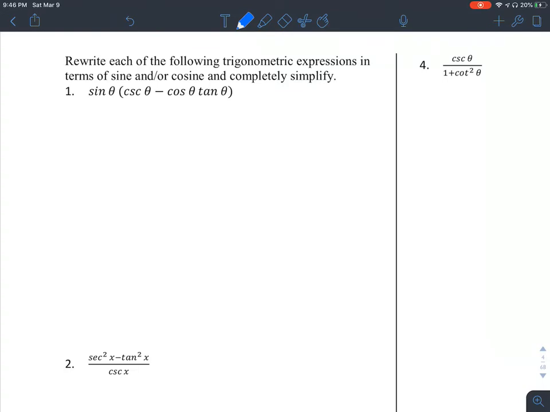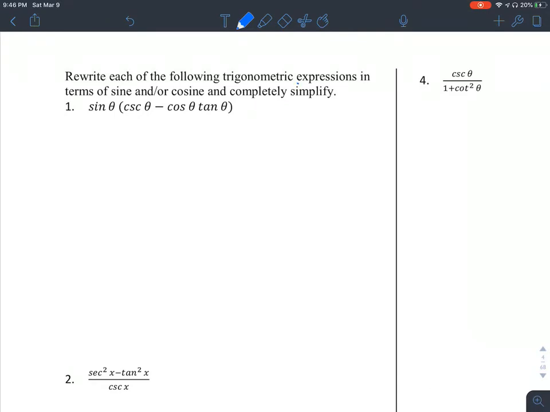Rewrite each of the following trigonometric expressions. So let me just remind you what an expression is. It means there's no equal sign. An equation has an equal sign, expression doesn't. Write them in terms of sine and/or cosine and simplify completely. We're supposed to rewrite these, and in our answer, the only trig functions we're allowed to use are sine and cosine.